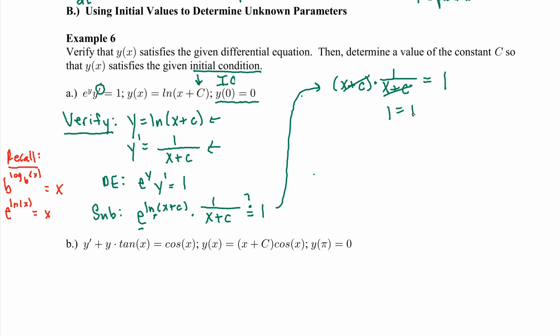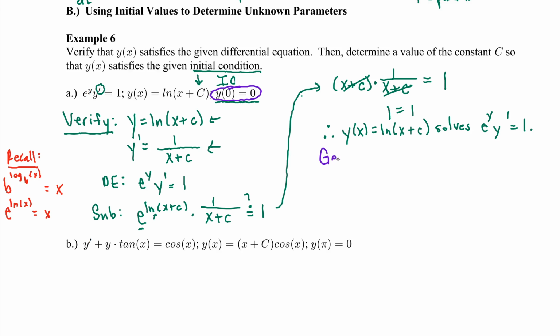So we know that y of x equals natural log of x plus c solves the given differential equation, e to the y times y prime equals 1. So we have verified the solution. Now here's the new part. We want to apply the initial condition to go from general solution to particular solution, okay?